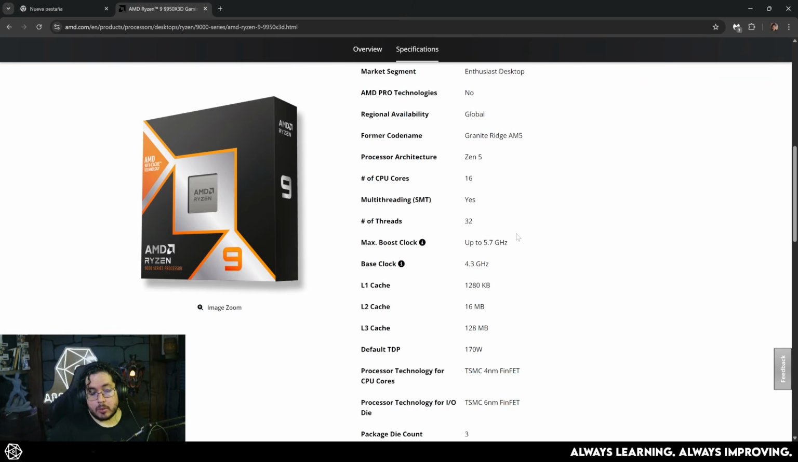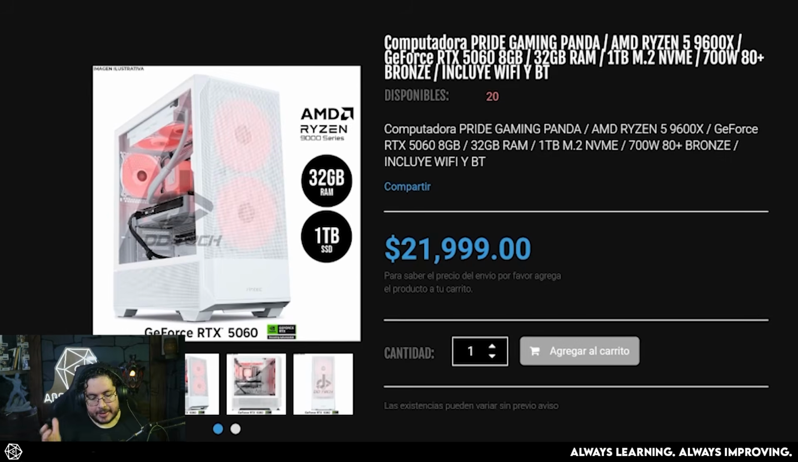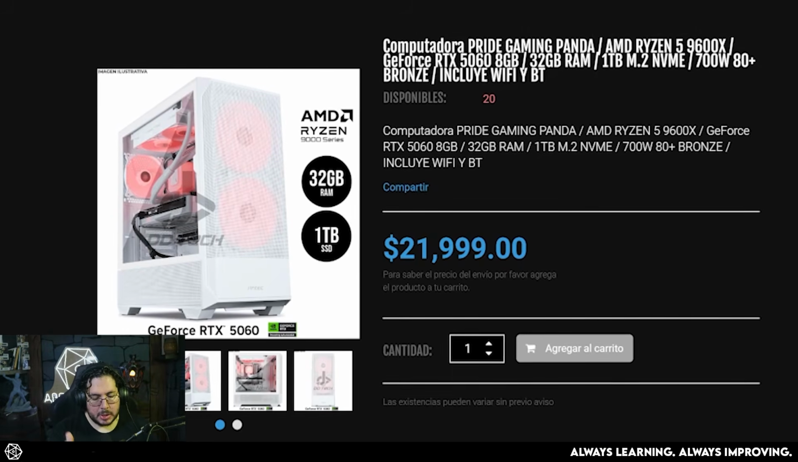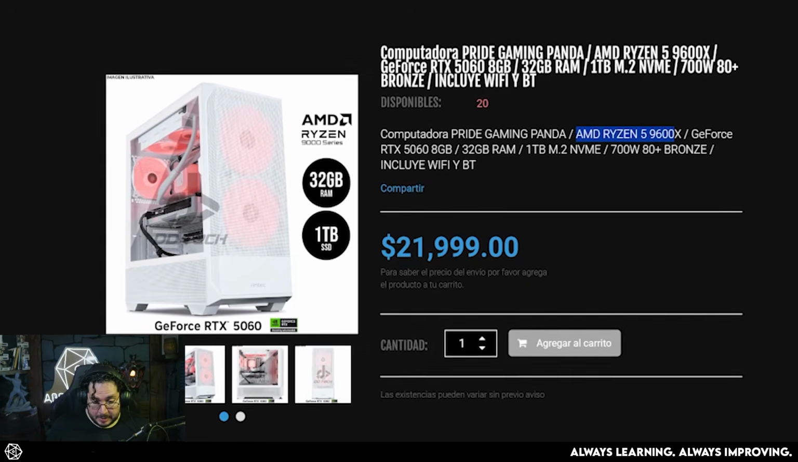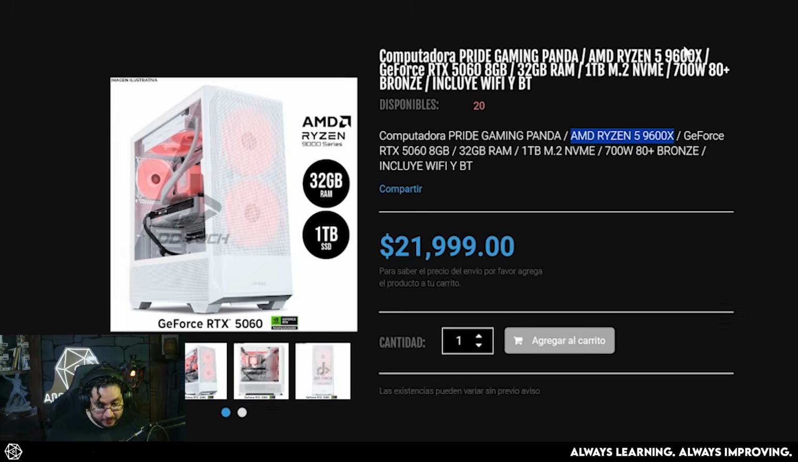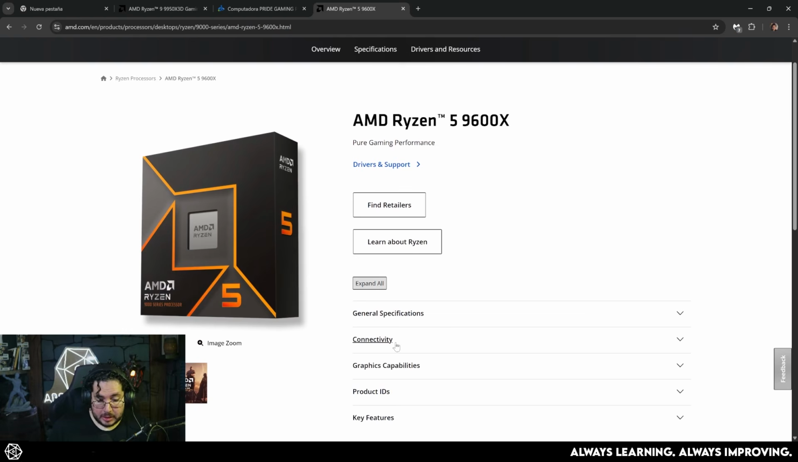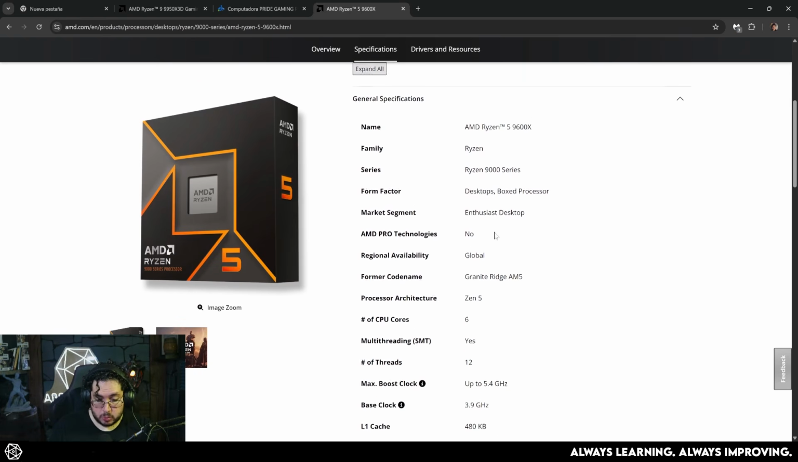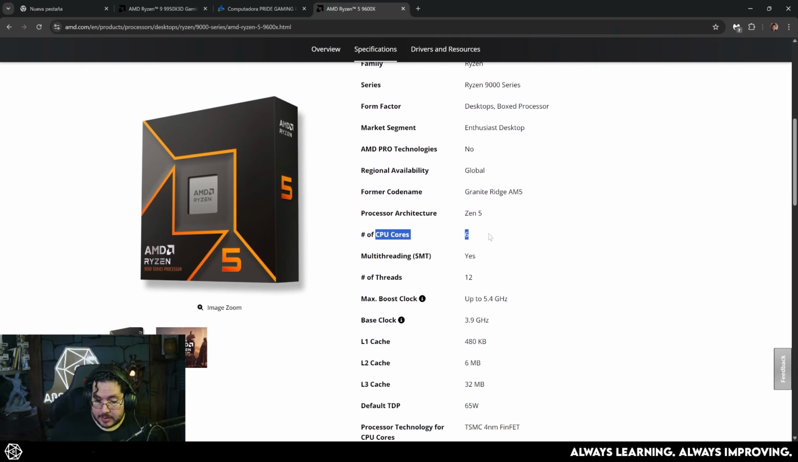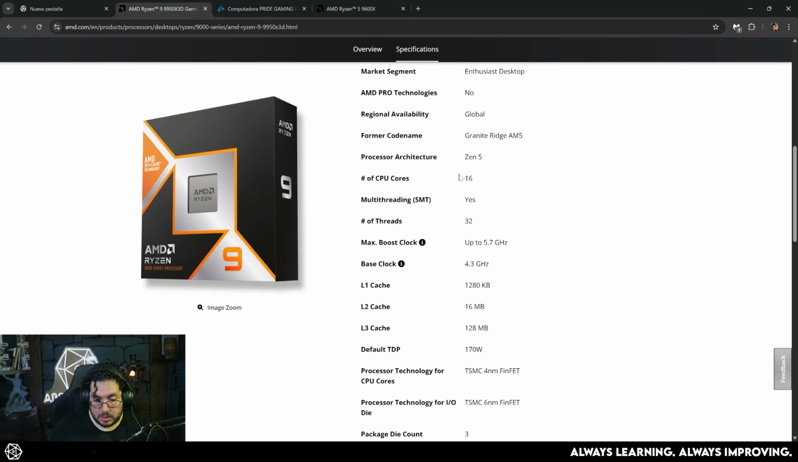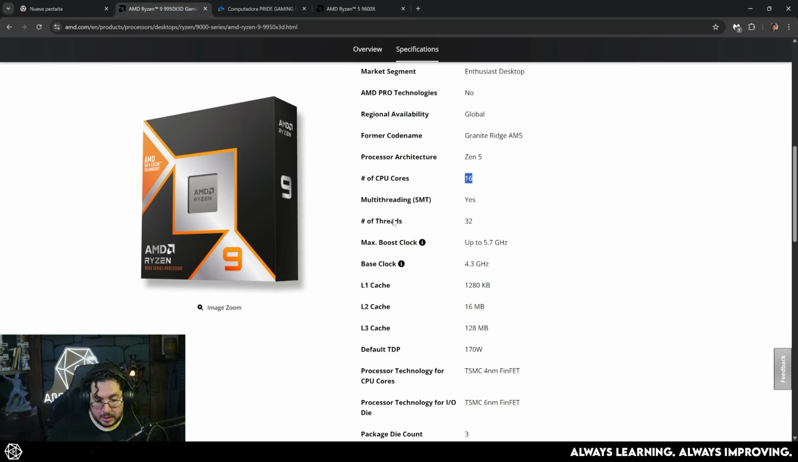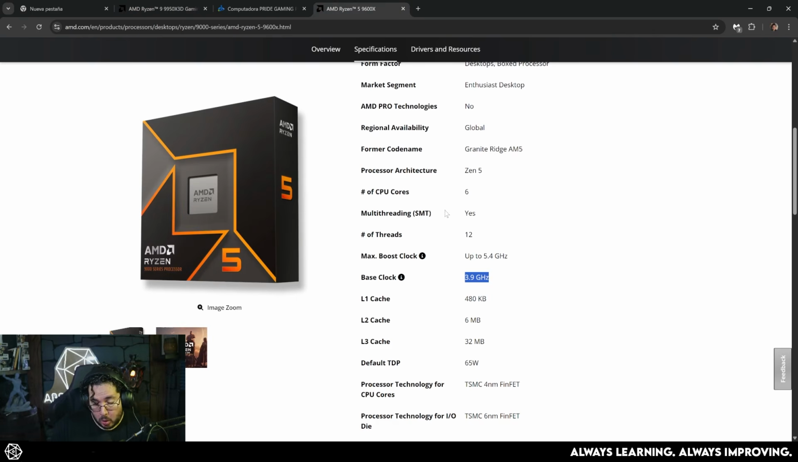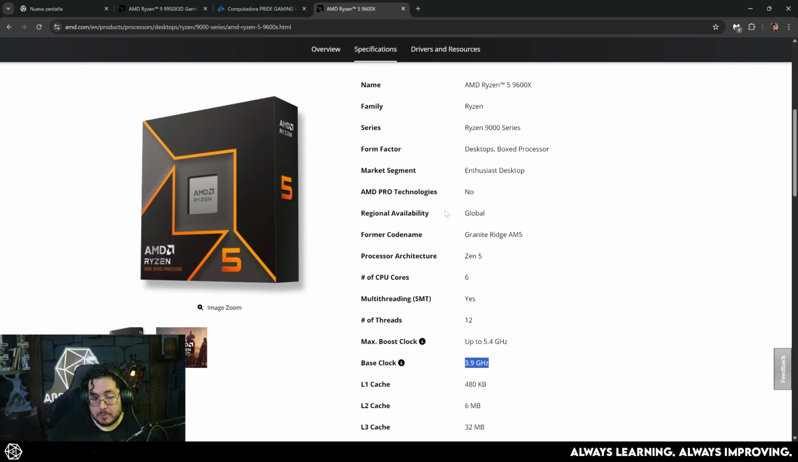I'm going to show you 2 examples of good PCs and bad PCs. Let's take a look at this PC. This PC is in Mexican pesos. This is maybe like a $1,100 PC, which is not bad. If we take a look at the processor, you're going to see that we have the Ryzen 5 9600. And if we quickly go into the general specification of this one right here, you're going to see that we have only 6 CPU cores, right? Compared to the 16 that we have on this one right here. And we have a base clock of 3.9, again, compared to the 4.3. Don't get me wrong. This is a perfectly good CPU to do a lot of stuff, even gaming and things like that. Very important.